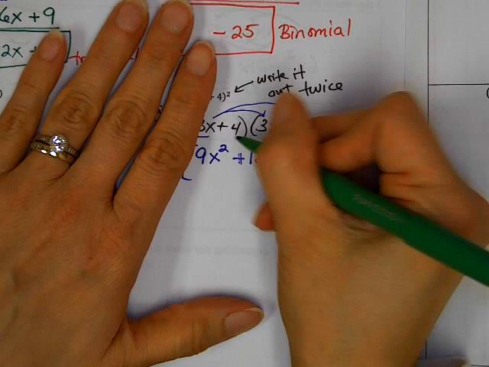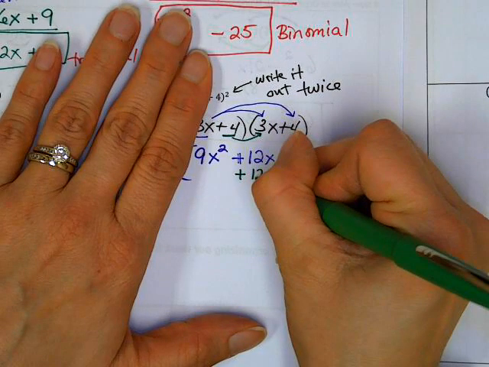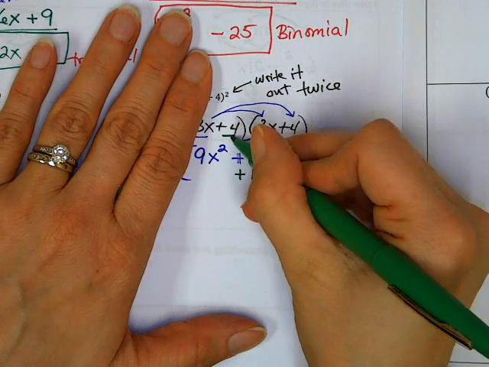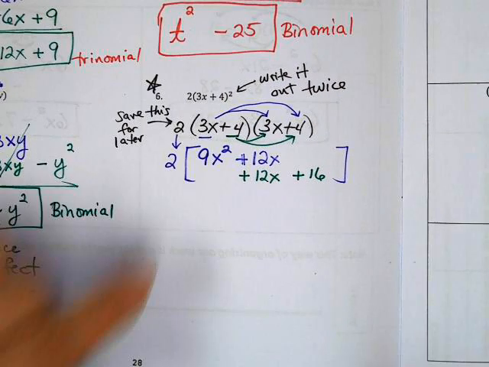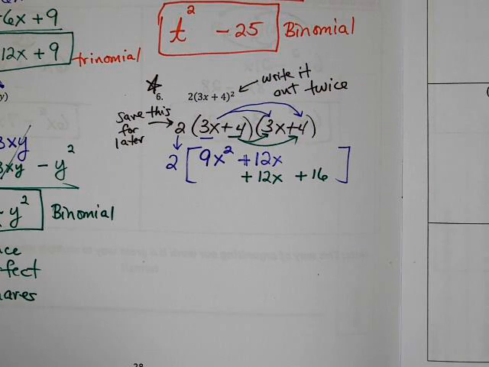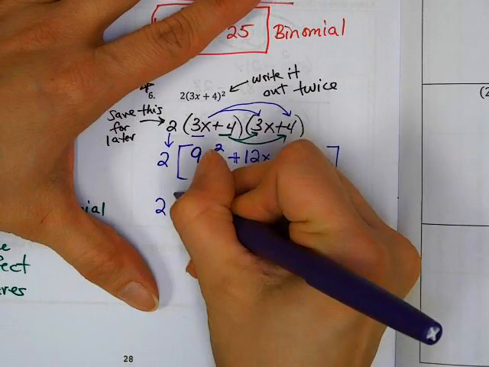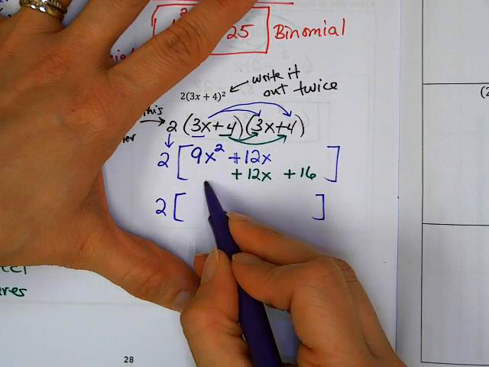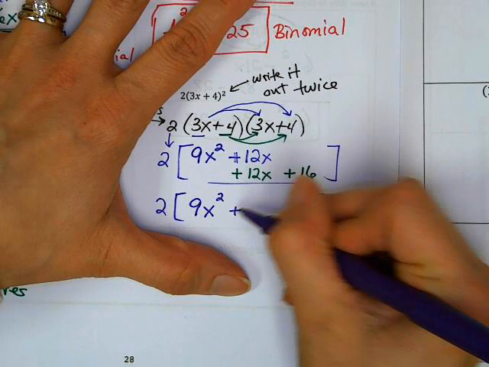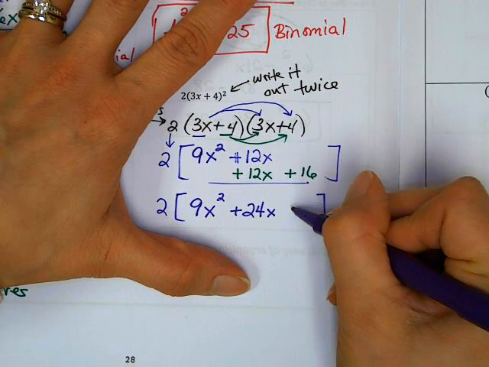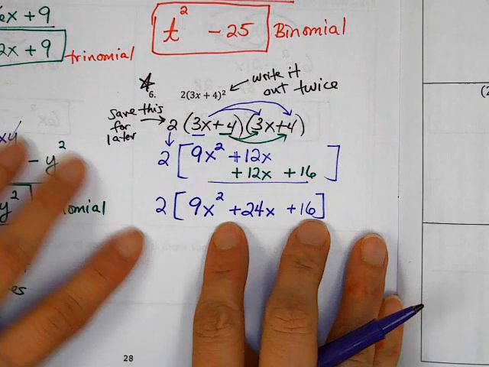Now I have to distribute the positive 4. 4 times 3x is positive 12x. And a positive times a positive is positive 16. Okay, are we ready for that 2? Not yet, not quite. Let's go ahead and clean up this trinomial here. So I have a 2, and I'm going to get this all added together. So I've got 9x squared plus 24x plus 16. Okay, so I've done the double distributing.